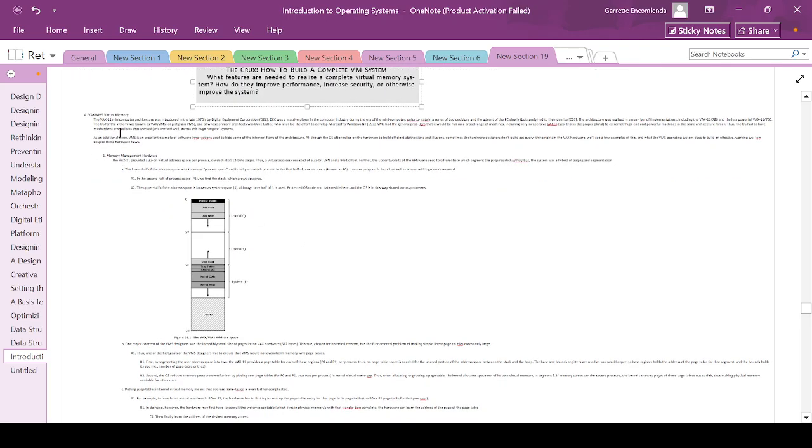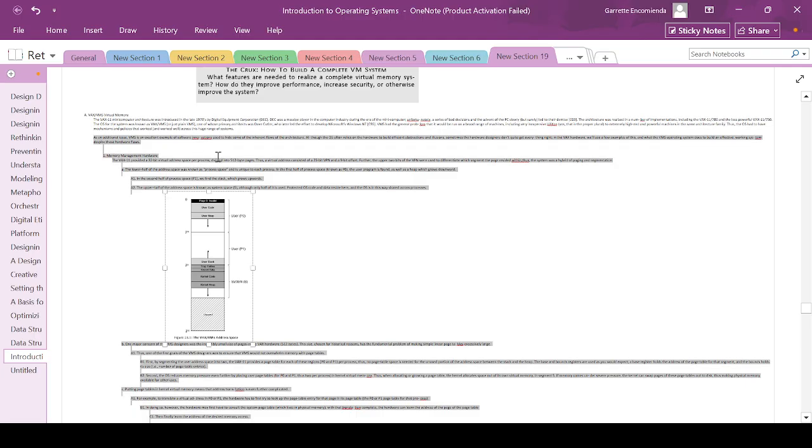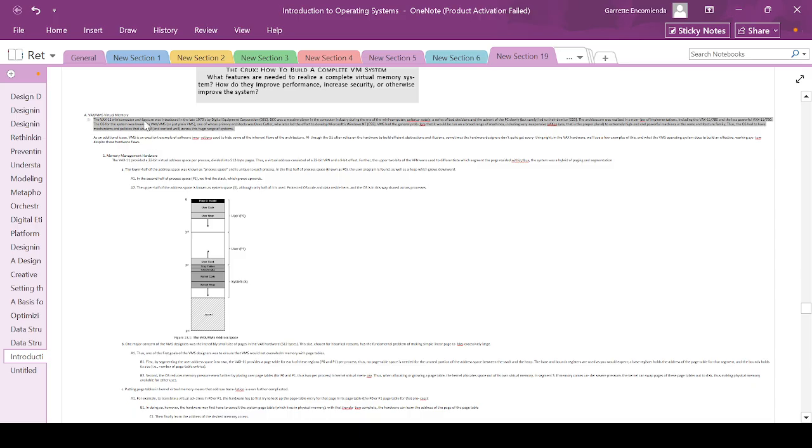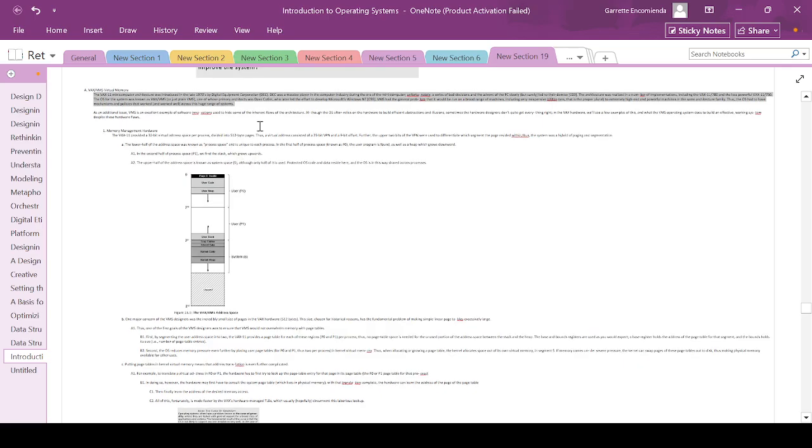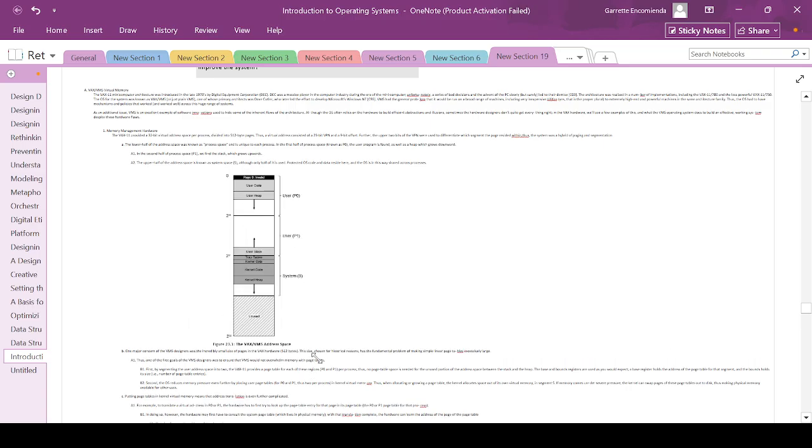We'll start with the VAX/VMS virtual memory system. We discussed this in the previous video, but the VAX-11 minicomputer architecture was introduced in the late 1970s. So basically, it was the first virtual memory system that we will discuss.